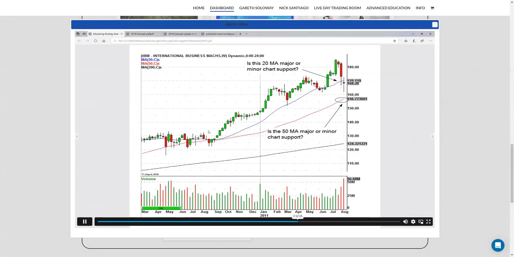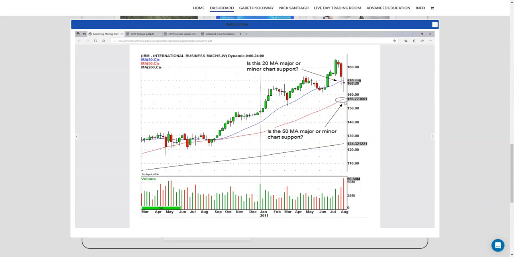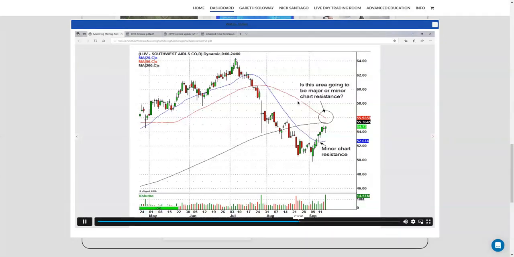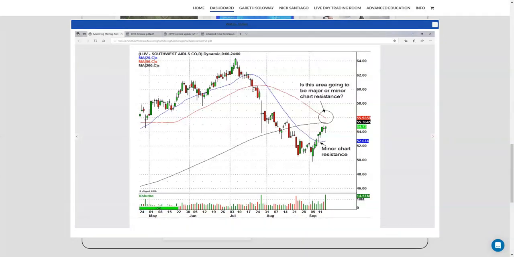All right, let's move over to IBM. Doesn't matter. Look at the crossover here. So nice little crossover. How about that 50 MA, major or minor? Major. How about the 20 MA, major or minor? Minor. The 20 MA is not extended. The 50 MA is, right? Everybody got that? Here we have Southwest Airlines, 64 bucks. It comes down, consolidates, comes down again. So after this consolidation here, what would the 50 MA be, major or minor?